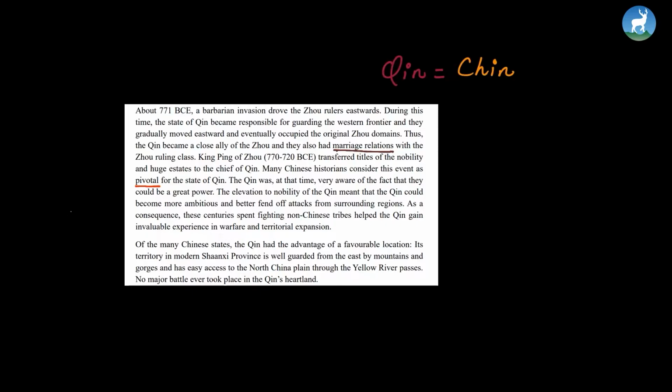The elevation to nobility of the Qin meant that the Qin could become more ambitious and better fend off attacks from surrounding regions. As a consequence, these centuries spent fighting non-Chinese tribes helped the Qin gain invaluable experience in warfare and territorial expansion. Of the many Chinese states, the Qin had the advantage of a favorable location.